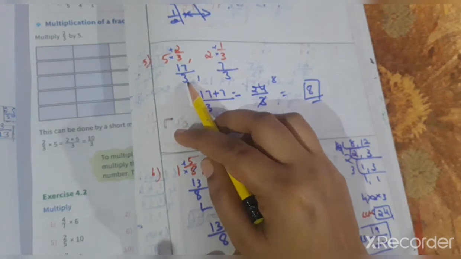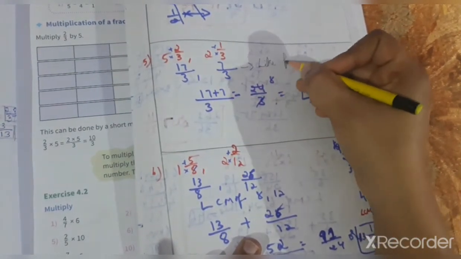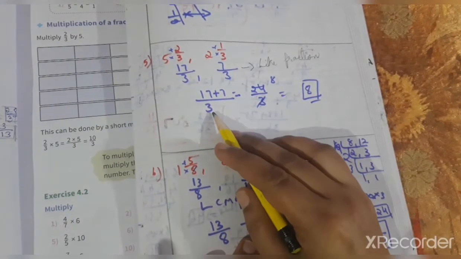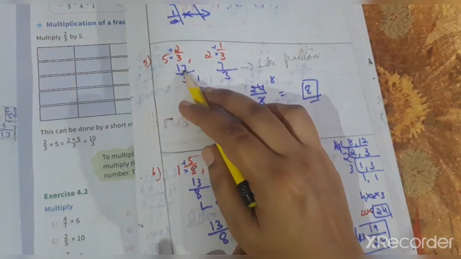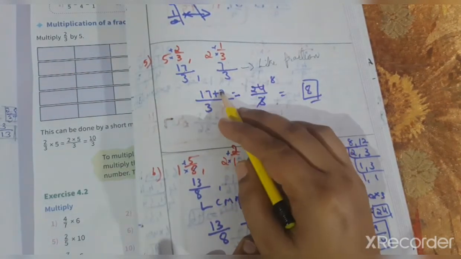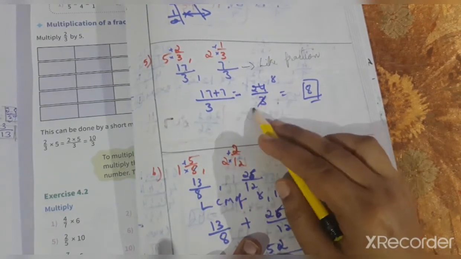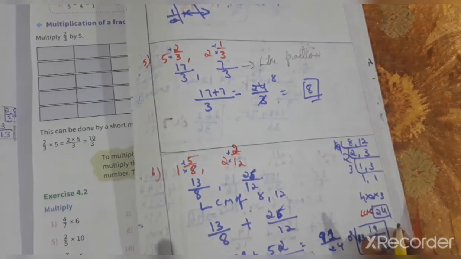So here these are like fractions. Denominators are the same. Write that denominator. So when like fractions are given, we can write the numerators as they are, 17 plus 7. So 17 plus 7 is 24 by 3. 3 1s are 3, 3 8s are 24. The answer is 8.